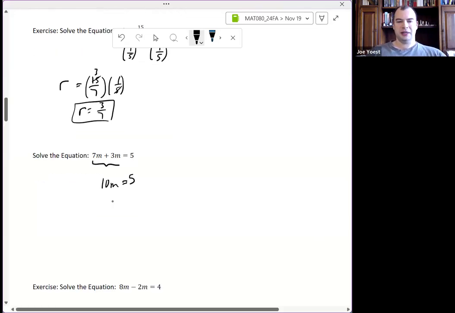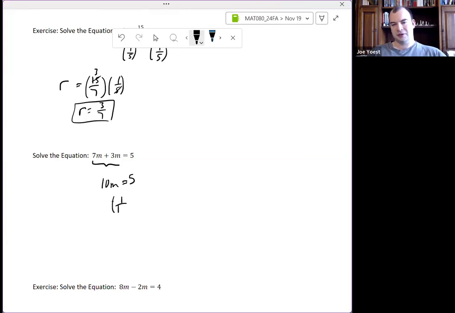Now I could think of multiplying each side by the multiplicative inverse of 10. I could think of dividing by 10, but I could also think of multiplying by the multiplicative inverse of the coefficient to get the variable by itself, multiplying both sides by 1/10. 10m times 1/10 gives me just m on the left. And on the right, I have 5 times 1/10. Well, that's like 5 over 1 times 1 over 10, or that's 5/10. Or we can see that's 1/2.